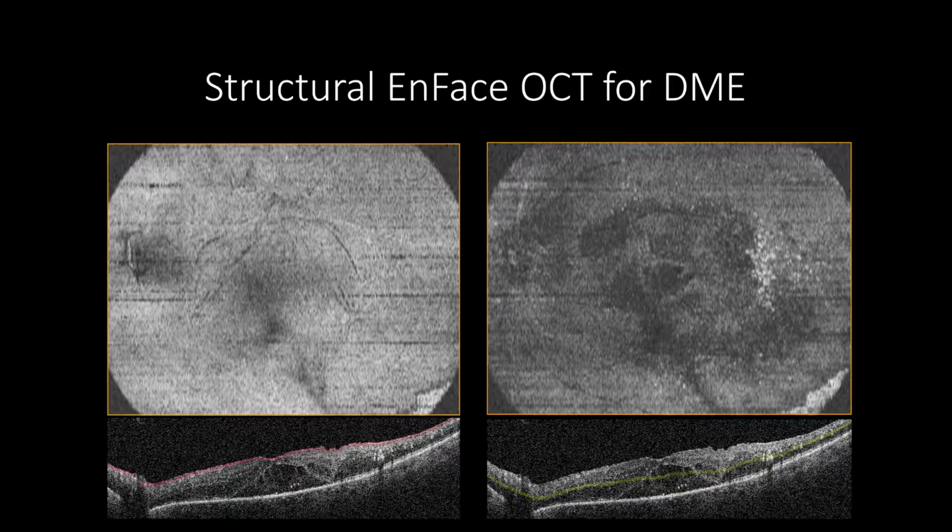The ILM slab will show any vitreomacular changes and may identify the size and distribution of vitreomacular traction or epiretinal membrane, which appears as a hyperreflective retinal fold showing the area of epiretinal membrane adhesion. In contrast, the IPL-INL slab will show hyperreflective cystic changes and hard exudates if they exist. Please note the blink artifact.